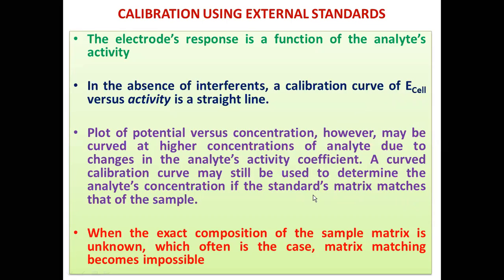So in order to eliminate or reduce the curvature, the best way is to match the matrix. That means you have to add matrices to the standards, and those matrices must be the same as those present in the sample. That is called matrix matching. But if the sample composition is unknown, and the matrices present in the sample are unknown, then matrix matching will become impossible. So the construction of the calibration curve is very important, as you do in spectrophotometry.